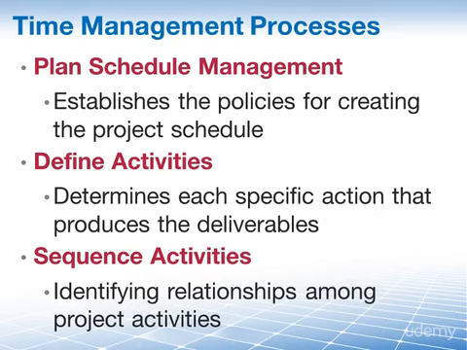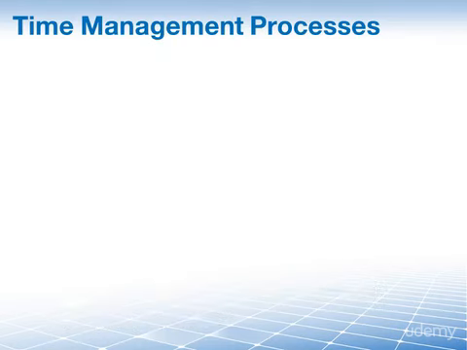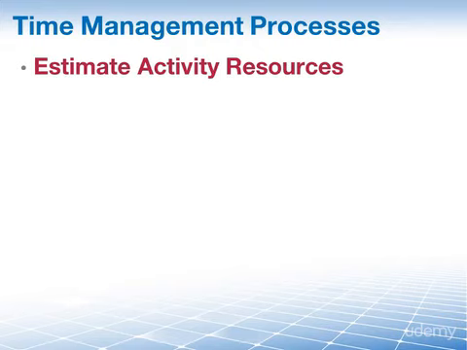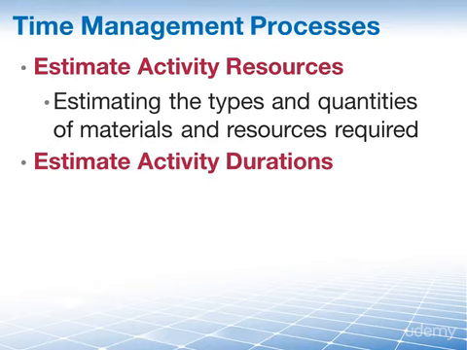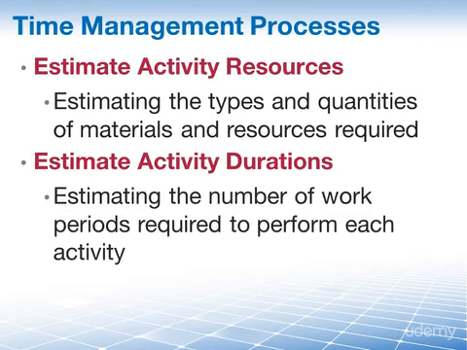Next is sequence activities. That's the process of identifying and documenting relationships among the project activities. Once we have all of that, we're getting into estimating. We will first estimate activity resources. That's the process of estimating the type and quantities of material, human resources, equipment, or supplies required to perform each activity. Now we're moving on to estimate activity durations. How long is it going to take is what this process is all about. It's the process of estimating the number of work hours, work periods needed to complete individual activities with estimated resources.